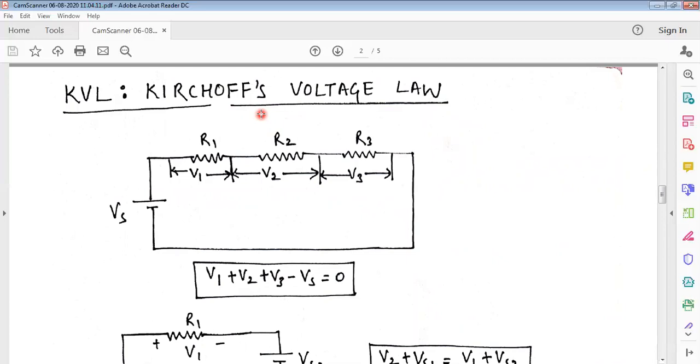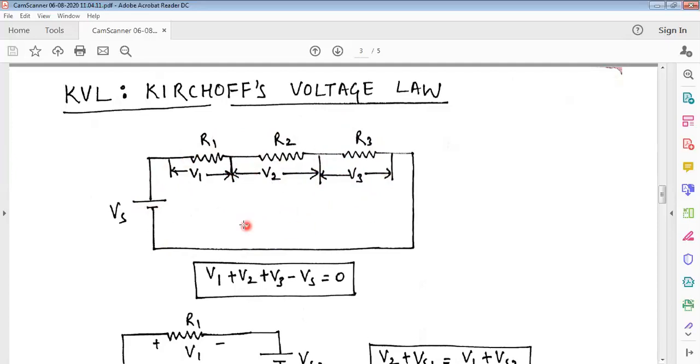That's why there is conservation of energy. In Kirchhoff's current law, current was related to charge. That's why there was conservation of charge. So Kirchhoff's voltage law is based on the law of conservation of energy. Also, KVL you can state as: the algebraic sum of the voltages in a closed loop is equal to 0. Whatever voltages are present in a closed loop, that should be equal to 0, whether voltage rises or voltage drops. So the total voltage in a closed loop should be equal to 0. That is Kirchhoff's voltage law.